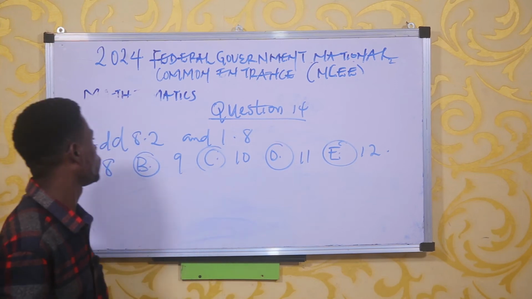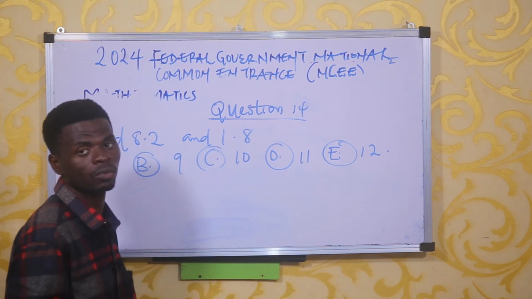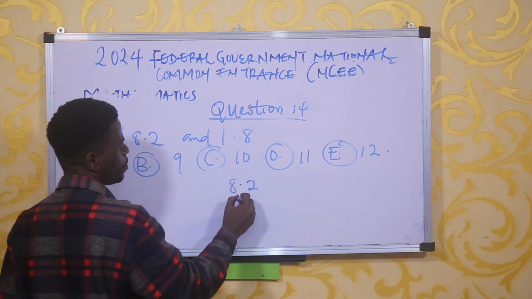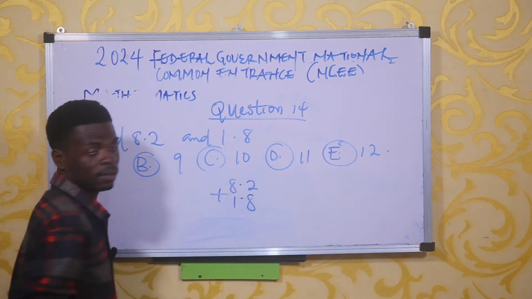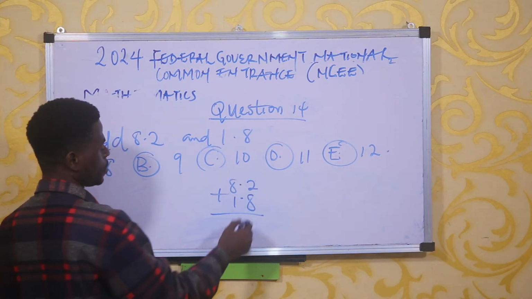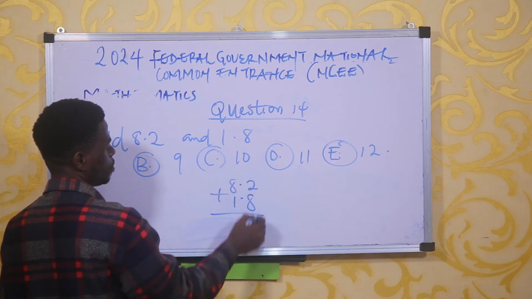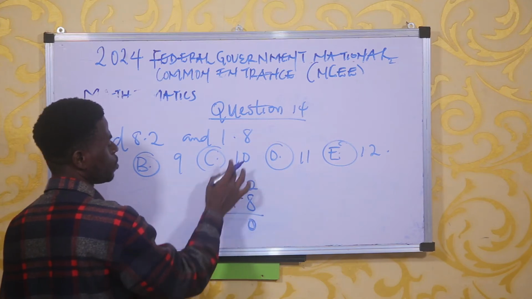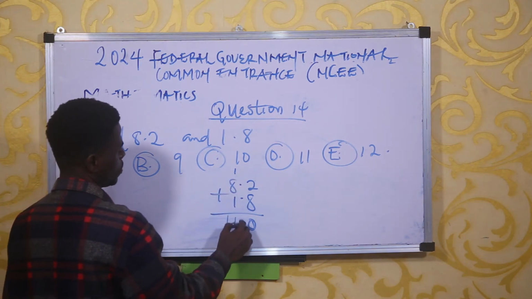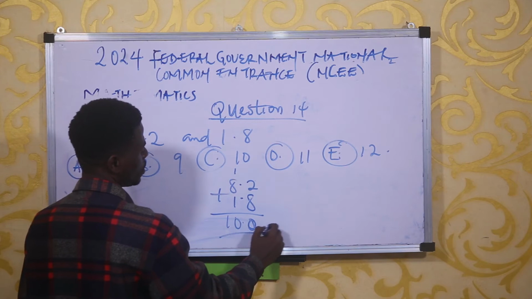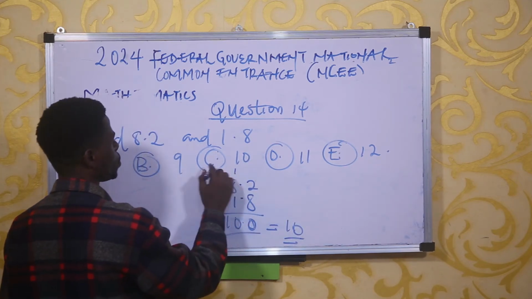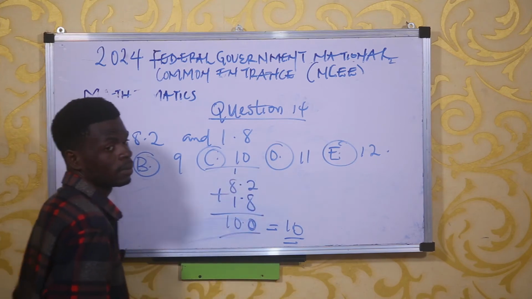Yeah, question 14 says: R is 8.2 plus 1.8. So this is 8.2, 1.8. That's addition. 2 plus 8 gives us 10. Write your 0, take your 1 up. 1 plus 8 is 9, plus 1 is 10. So we have 10.0, and 10.0 is still equivalent to 10. So our answer is option C, which is 10. Thank you.